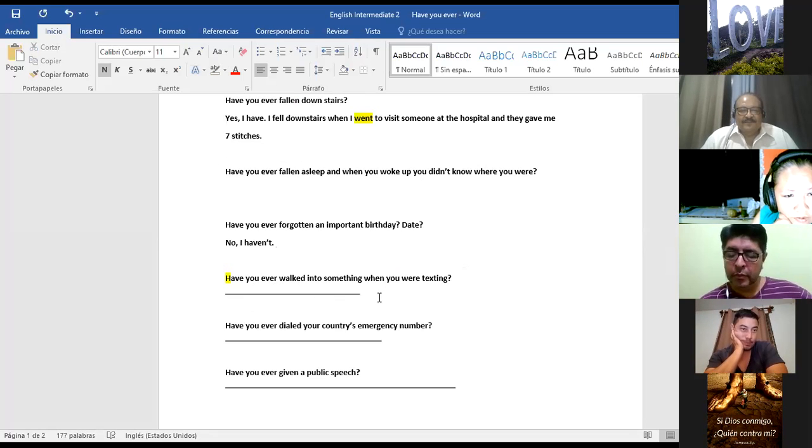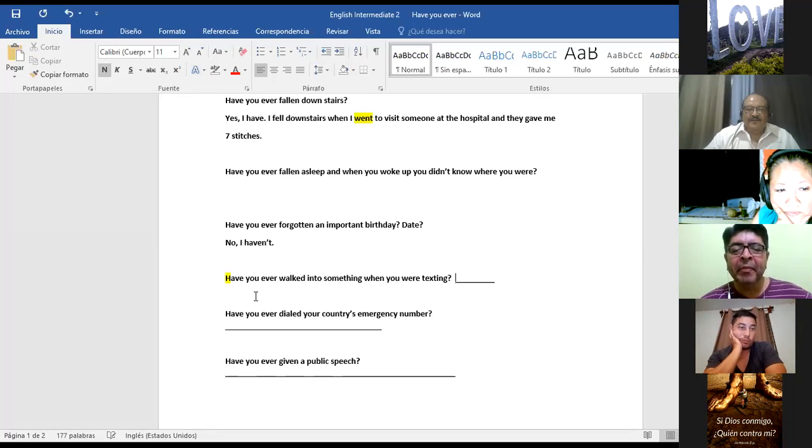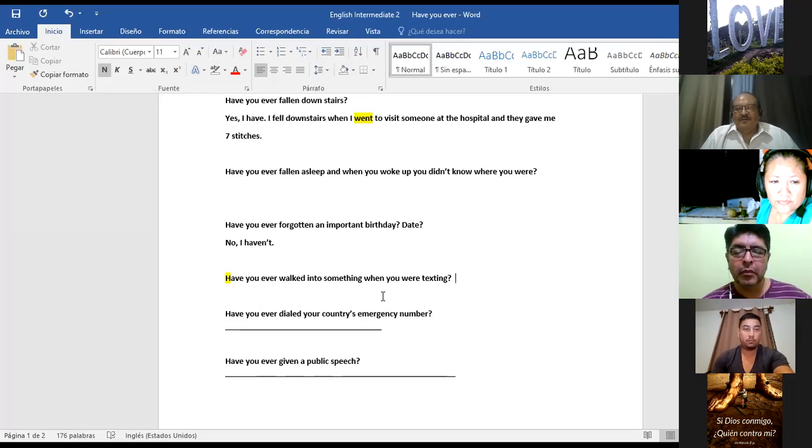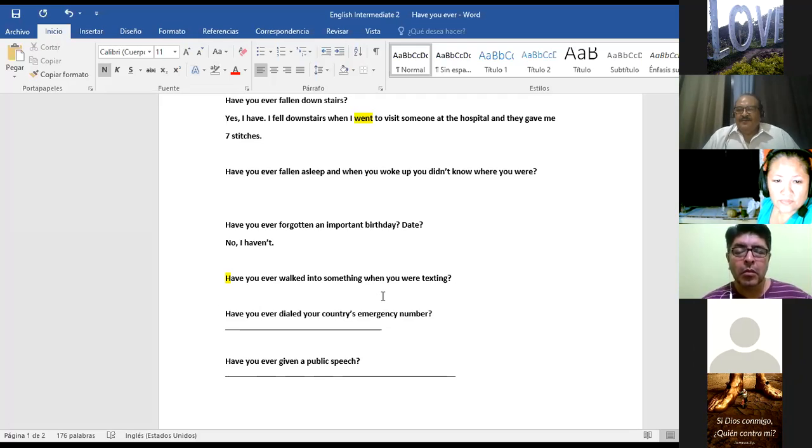Have you ever walked into something when you were texting? This is very typical. It's very common nowadays. Have you ever walked into something when you are texting? Now you are with your cell phone. And then all of a sudden, against the wall. Yes. Against the wall. Con un sillón, right? Or with the bed. Or, I don't know.